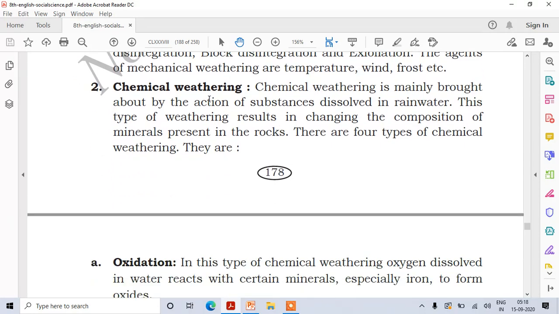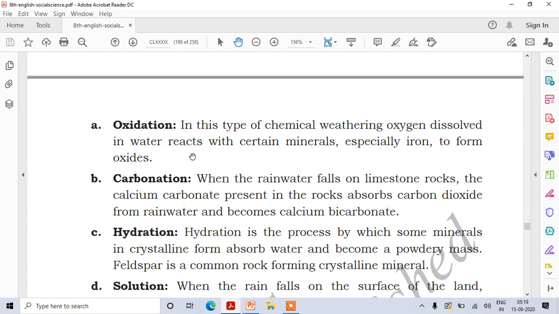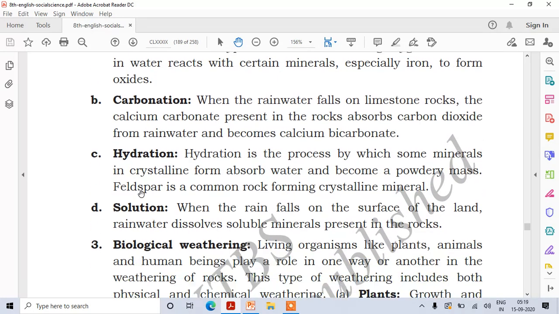In this, chemical agents will take place to disintegrate the rock. Chemical weathering is mainly brought about by the action of substances dissolved in rainwater. In rainwater, many minerals and salts are present. So those substances will help in the weathering of rocks by chemical weathering. This type of weathering results in changing the composition of the minerals present in the rocks. We all know that in the rocks minerals are present. If chemical weathering takes place, then some changes will occur in the composition of minerals present in the rocks. There are 4 types of chemical weathering. They are oxidation, carbonation, hydration and solution.